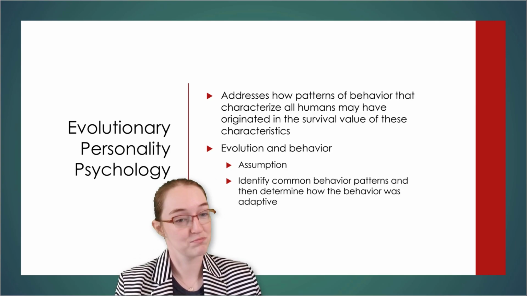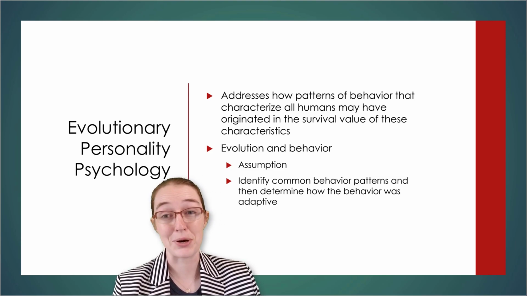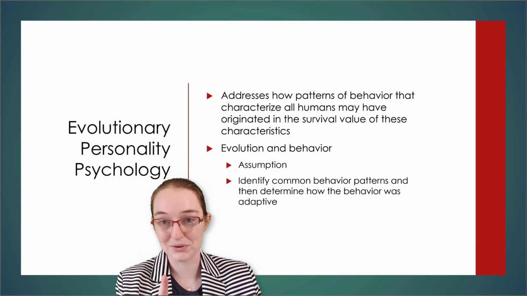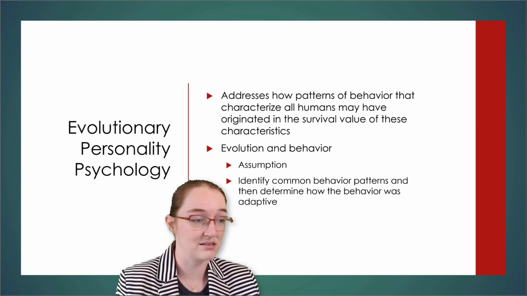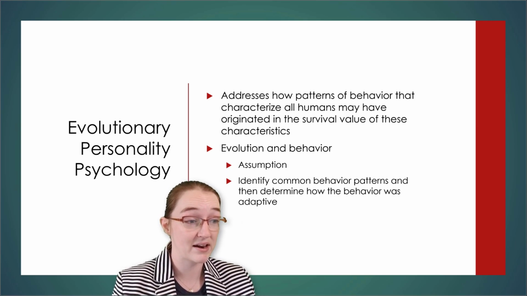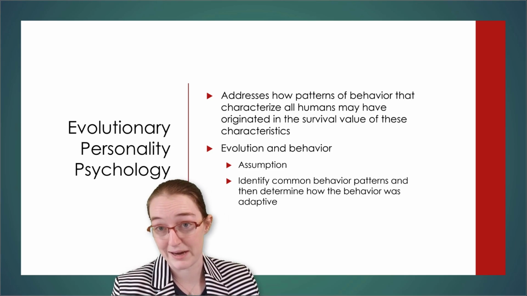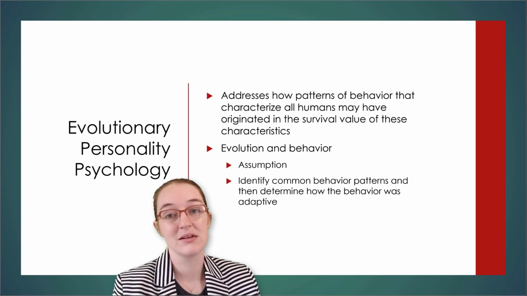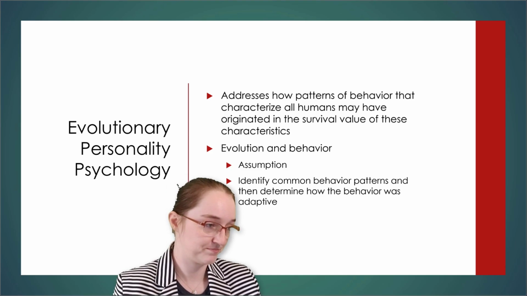Anyway, there are pretty strong assumptions here. And as my grandpa would say, you know what assumptions are? They make an ass out of you and me. They're dangerous. The basic idea is still that you're identifying common characteristic patterns and then determining how those behaviors could be adaptive. Not were adaptive, not definitely this is what happened, but that it's plausible, that it's not eliminated as a possibility.